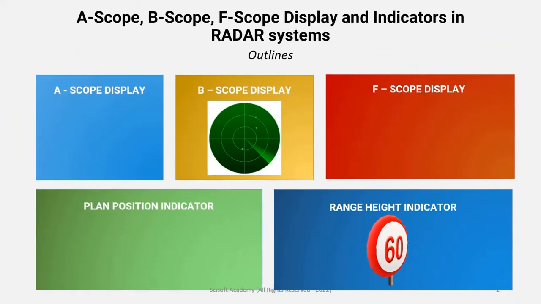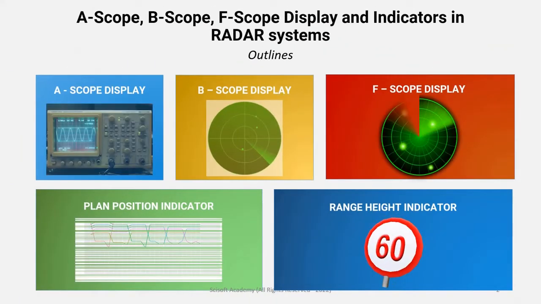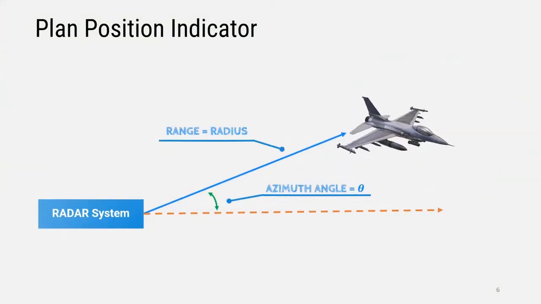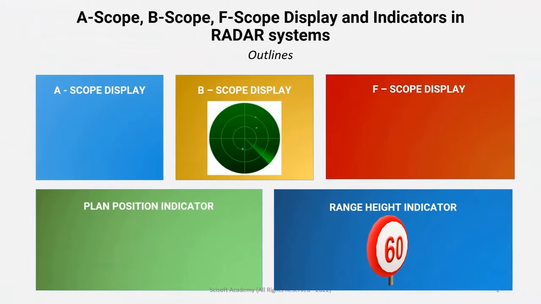And now when we move ahead with the plan position indicator, the plan position indicator is also going to display the range versus azimuth angle display. Sometimes this plan position indicator is used in combination with the radar tracking system and the F-Scope display also. Now we'll move ahead with the range height indicator.